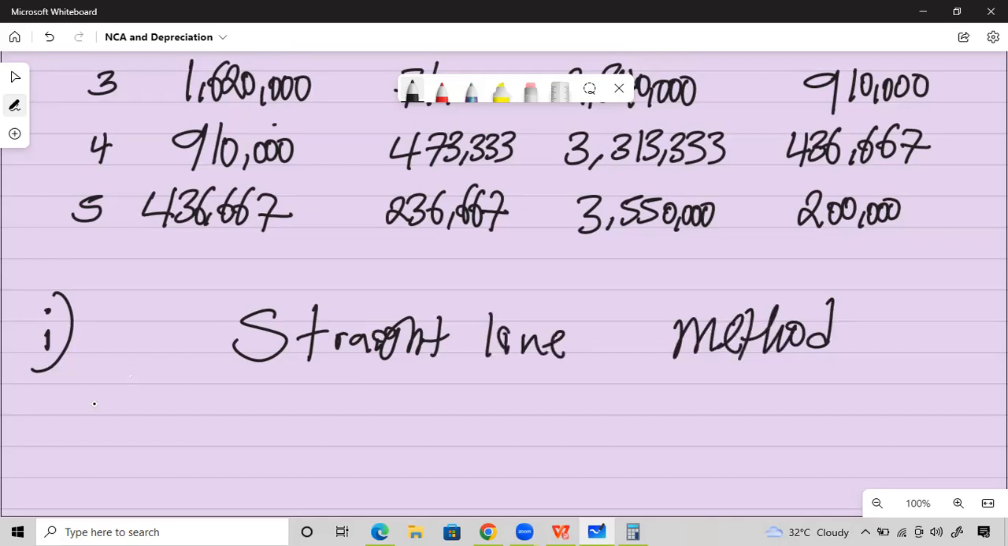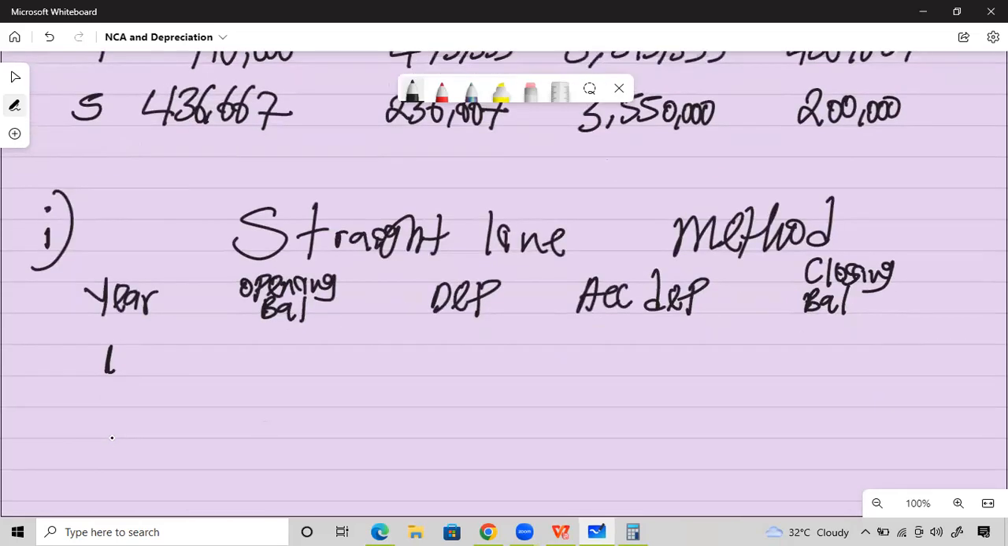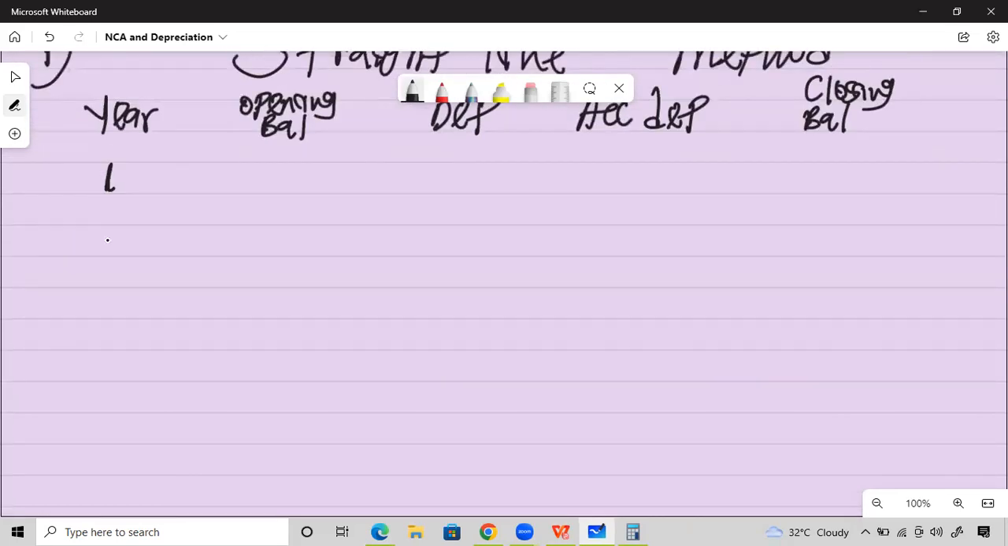It's still going to be the same format. Our opening balance, our depreciation, our accumulated depreciation, and our closing balance. These two, these three, these four, this is 5.